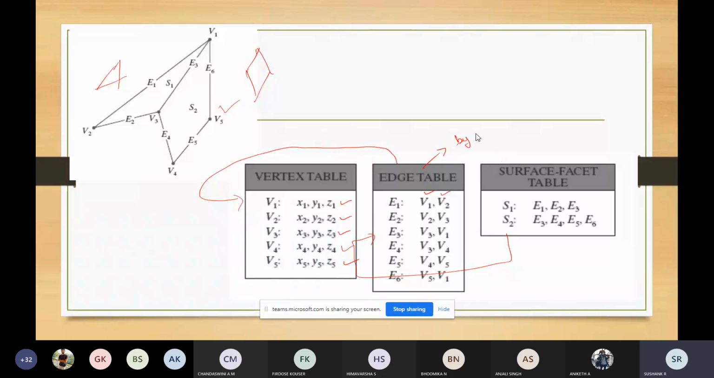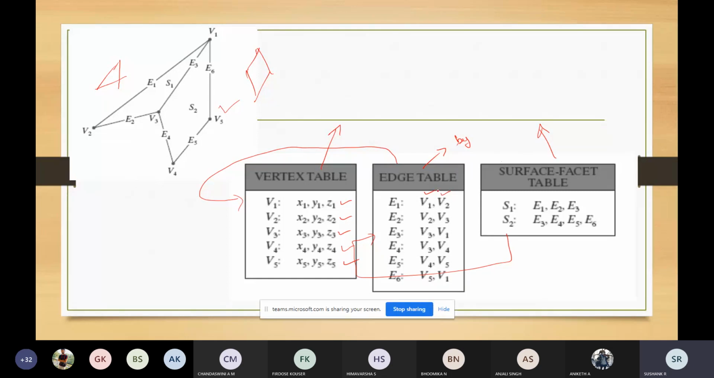If you're not using the, so this is one way of representing or displaying the object efficiently, by making use of the edge table, or the data from the edge table, for identifying the boundaries of the polygon. The other method is to take the vertex table and the surface facet table, but this method is not that efficient.